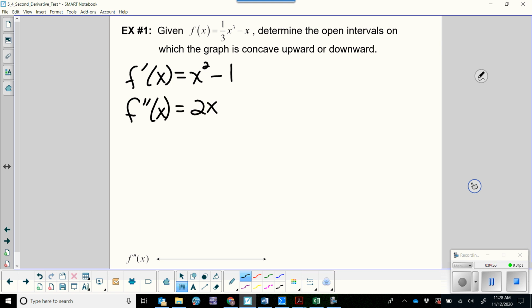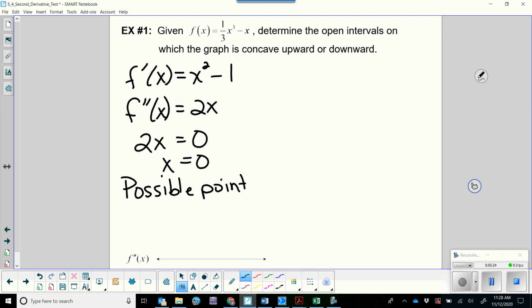Now, we want to find out where the sign changes. Well, that's going to be the same type of thing we do with the first derivative. We want to find the places where it's 0 or undefined, and those would be the places that we would look. Now, instead of critical points, this is really, really important: these are not critical points. When I find that 2x equals 0, I find x equals 0. This is called a possible point of inflection.